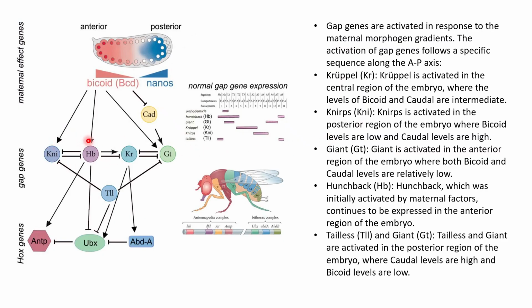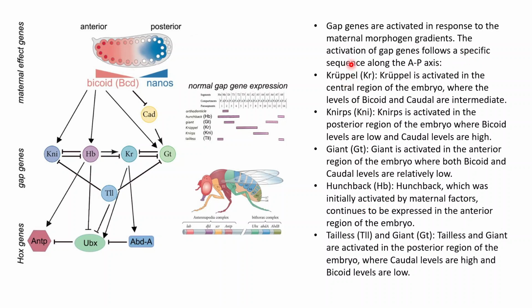So this relation holds true. That's why statements 1 and 4 are true. Bicoid activates giant, hunchback and knirps are mutually antagonistic, and cripple and giant are mutually antagonistic. Gap genes are activated in response to maternal morphogen gradients. So remember, the topmost hierarchy gene is the maternal effect genes, which then turn on gap genes. The activation of gap genes follows a specific sequence along the anterior-posterior axis.